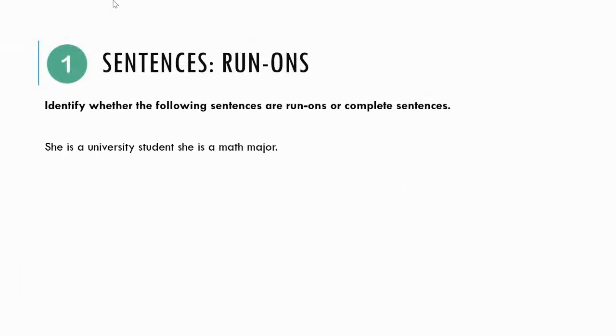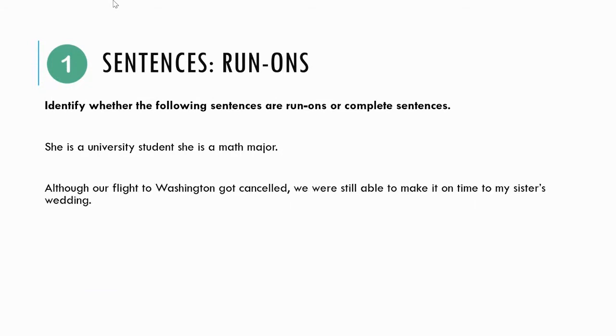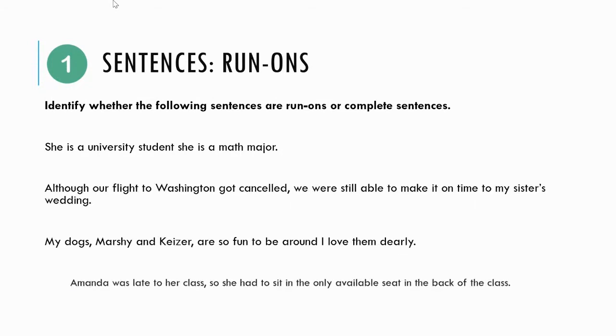Now let's practice. Identify whether the following sentences are run-ons or complete sentences. She is a university student. She is a math major. Although our flight to Washington got canceled, we were still able to make it on time to my sister's wedding. My dogs, Marshy and Kaiser, are so fun to be around. I love them dearly. Because Amanda was late to class, she had to sit in the only available seats in the back of the class. Feel free to pause the video at this time to work on these examples.